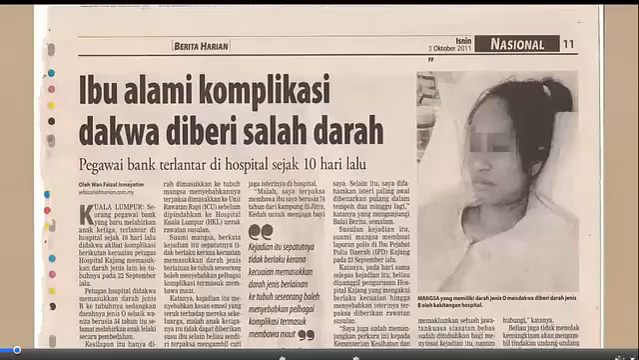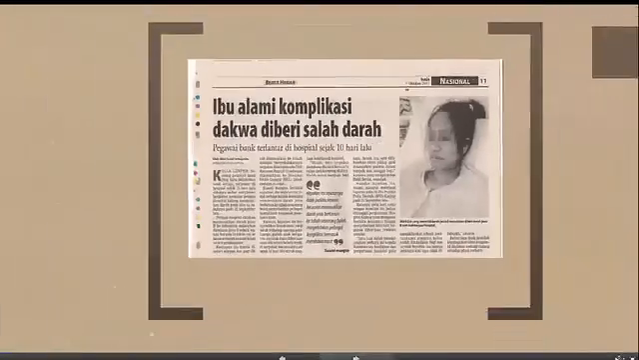So the point that I want to highlight here is that the complications of blood transfusion are very real, and we as healthcare professionals, be it doctors or nurses, need to be aware that this complication can happen and we need to do anything to prevent this kind of complication.